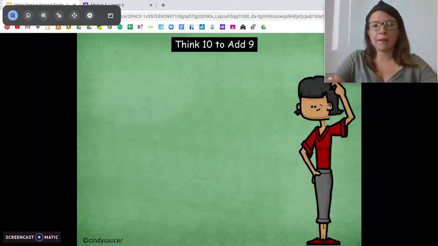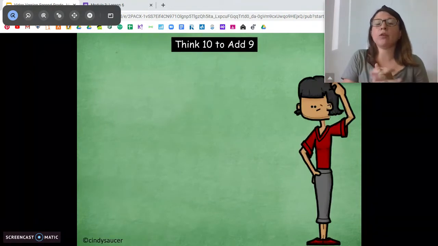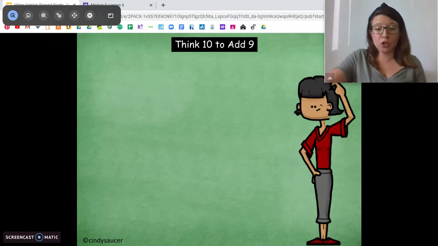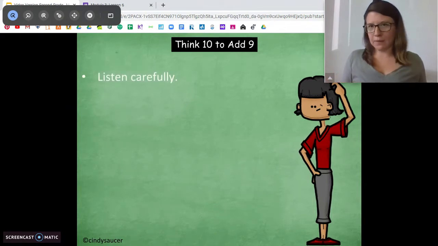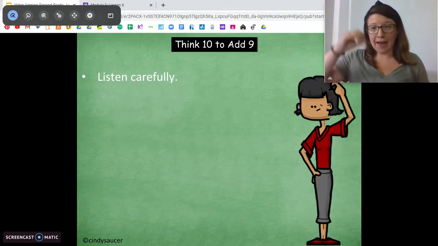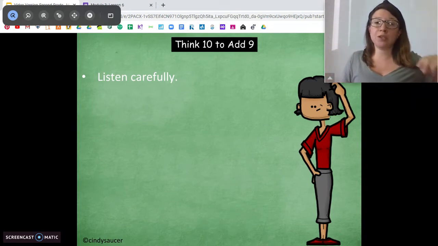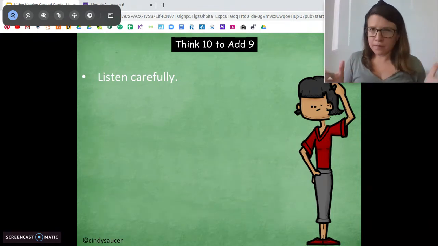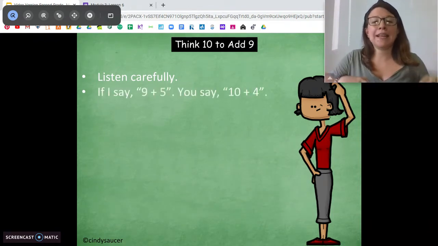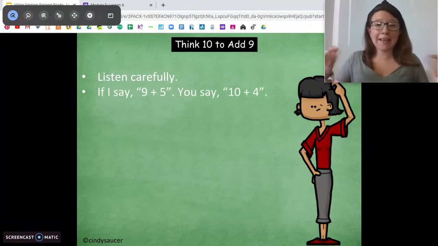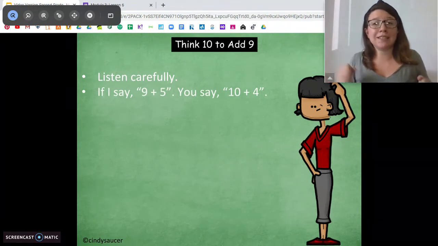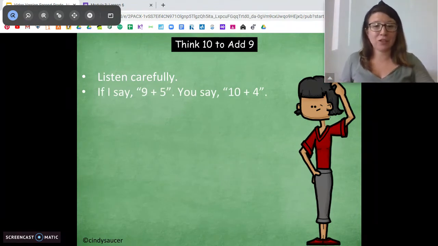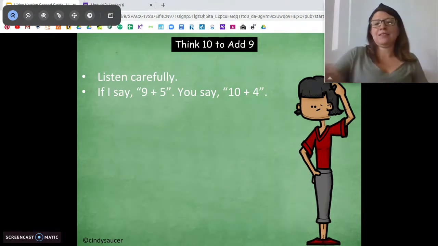Awesome work. Okay, now we're going to do a little bit of review because it's important to be able to know our math facts off the top of our heads. I'm going to give you an addition problem. They're all going to be 9 plus addition problems. What you need to do is lickety-split, change that to a 10 plus addition problem. This is what I mean. So if I say 9 plus 5, you're going to lickety-split off the top of your head, change that to 10 plus 4.